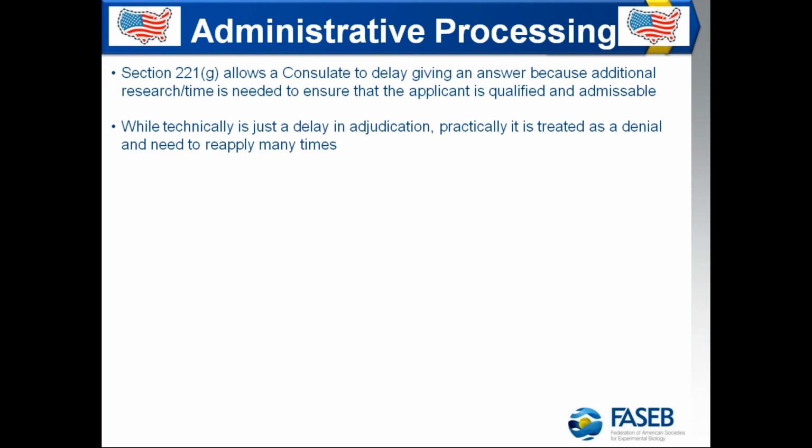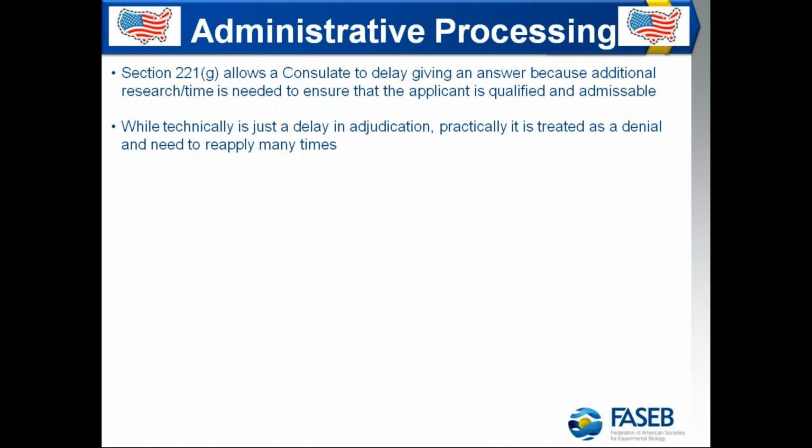Section 221G basically allows a consulate to delay an application or to delay giving an answer because they need additional time to deal with the application, to in effect assure that the applicant is qualified and admissible. But as I say, it's a very catch-all process and it can affect many people, and it can be very difficult to know why in fact you are under administrative processing.